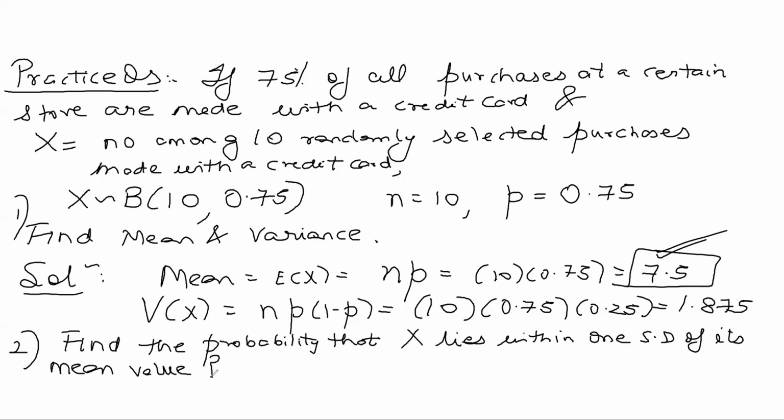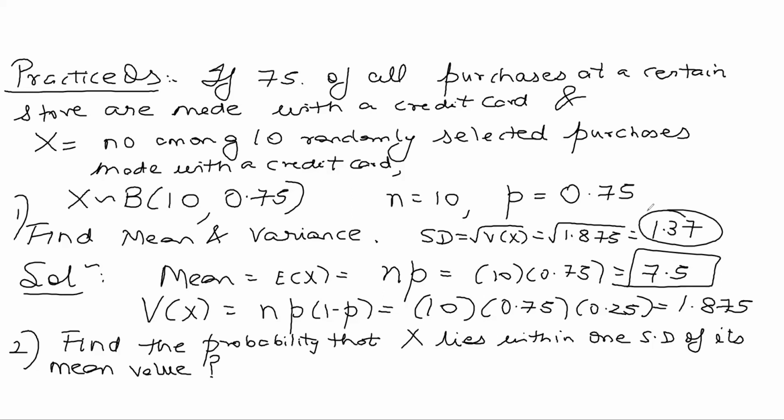Now guys, first of all, what will the standard deviation be? I forgot to calculate that, by the way. The standard deviation will be the square root of the variance, which is the square root of 1.875. So how much will it come out to be? 1.37. This is my standard deviation.